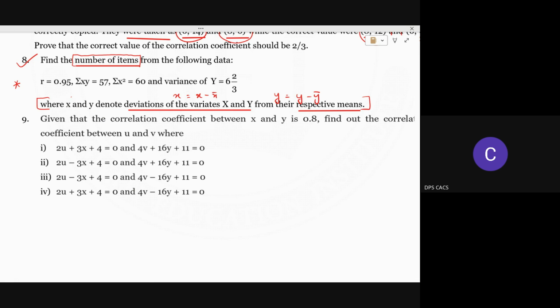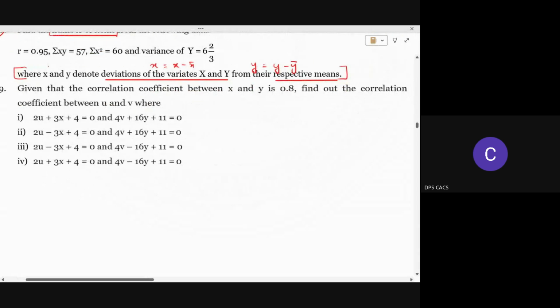But sir, in formula 2, number of items is not there. We'll think about it, but right now we can use only formula 2. Third and 1 cannot be used. So can you use formula 2 and give me something? R equals summation xy divided by root over summation x square into summation of y square. Now, R is already given in the question. It is 0.95.